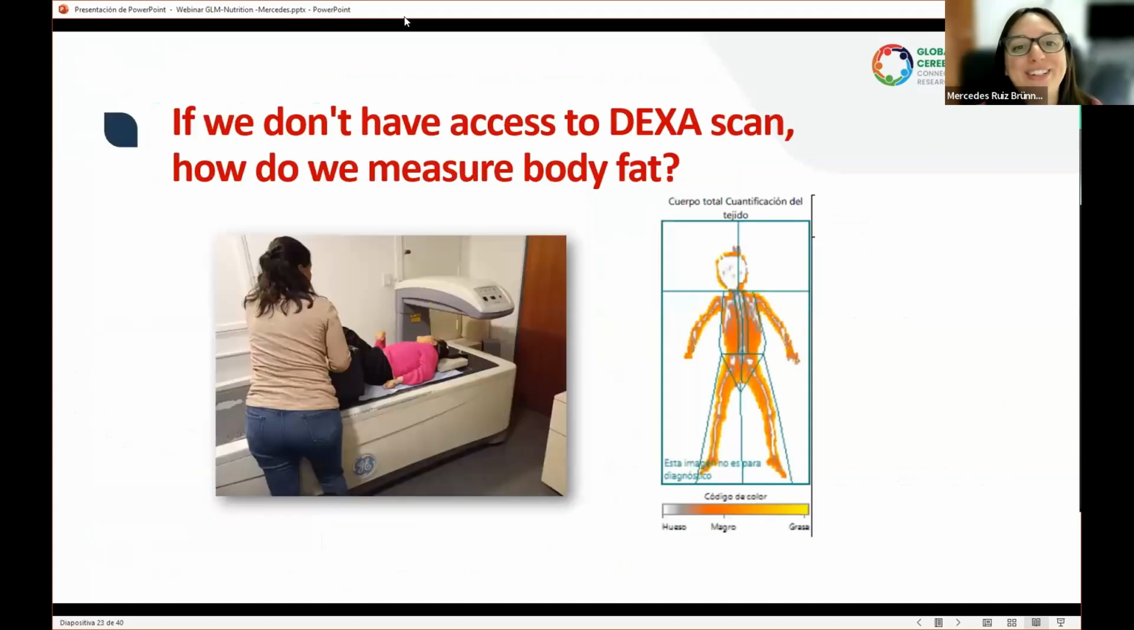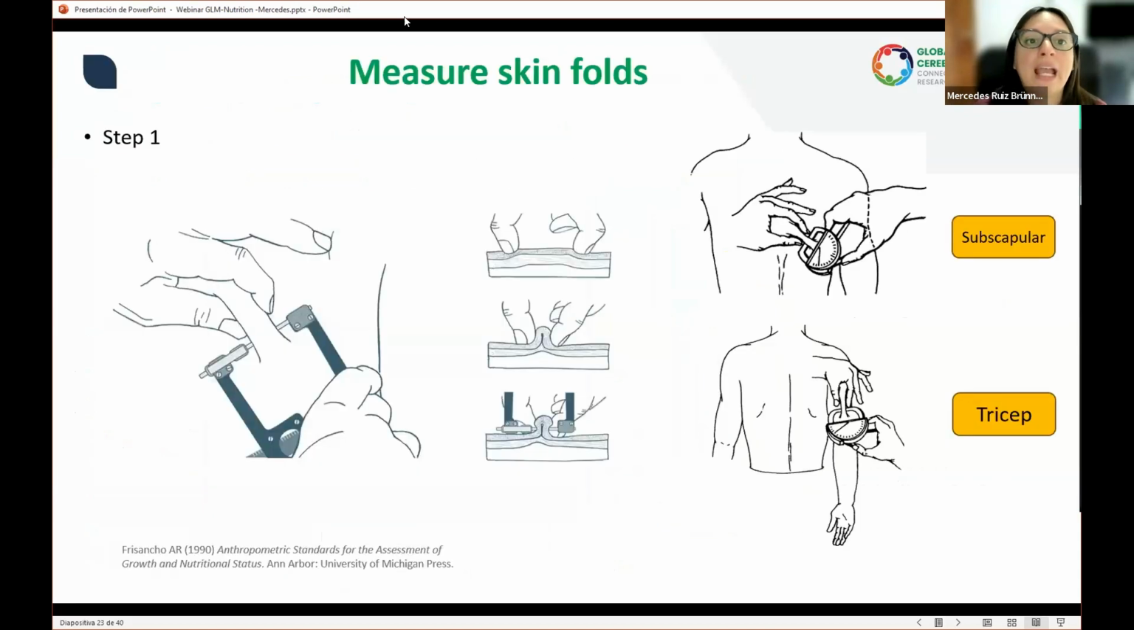But usually we don't have access to a DEXA scan. It's an expensive study and not always accessible. So how can we measure body fat? And here come the skin folds. Skin folds are something easy and cheap to measure.